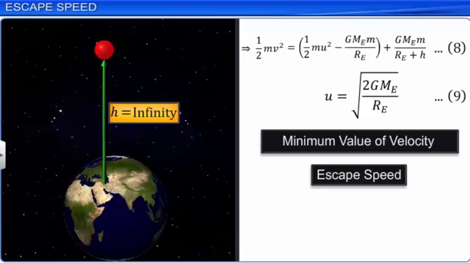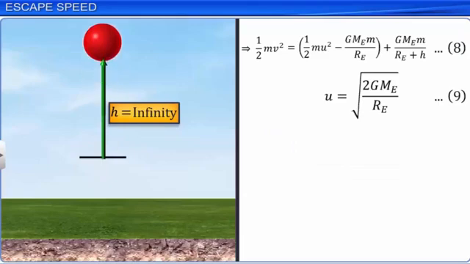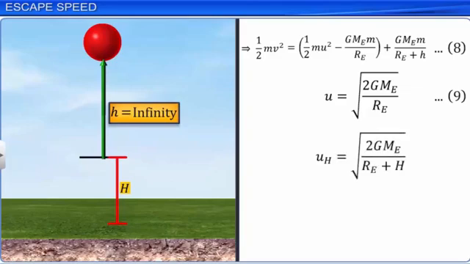It depends on the mass of the planet and the radius of the planet. If the body is projected from a height h from the surface of the Earth, then the escape speed from that height is obtained by replacing the denominator of equation 9 with RE plus h, as shown in equation 10. Using the relation of acceleration due to gravity on the surface of the Earth and the mass, radius of the Earth and universal gravitational constant, and simplifying, you get equation 11.